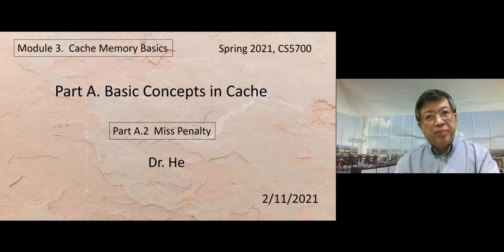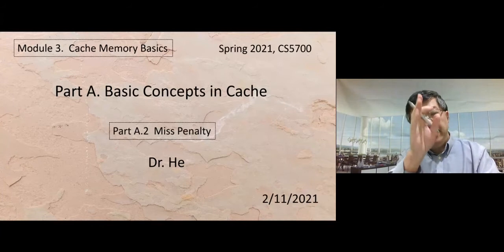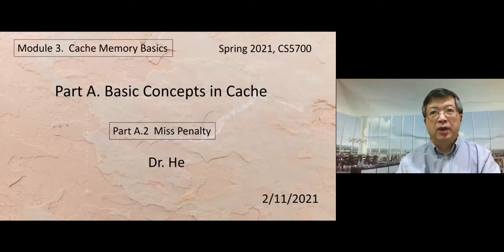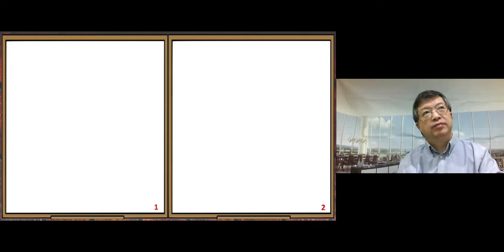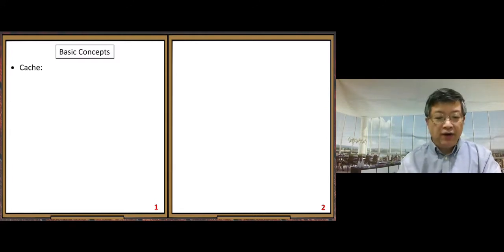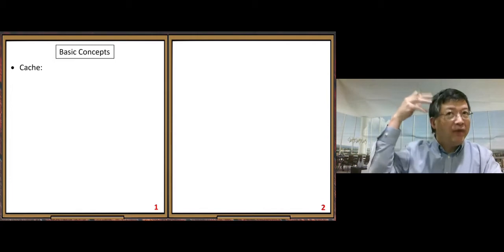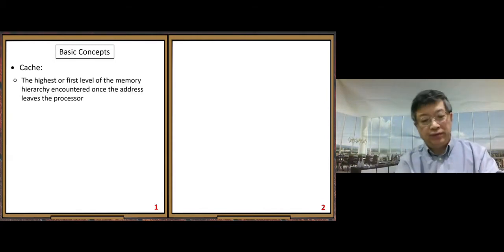Point 2, miss penalty. In this part, we will learn this concept, miss penalty, and some other related concepts. All right, so first, let's look at the basic concepts in cache. First, cache concept. Here, look at the description of the cache. Although we have the concept in our mind, here let's look at its description.